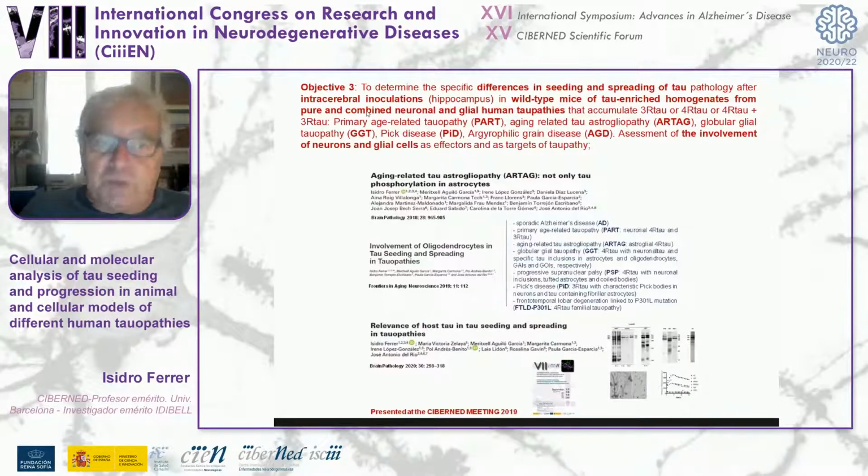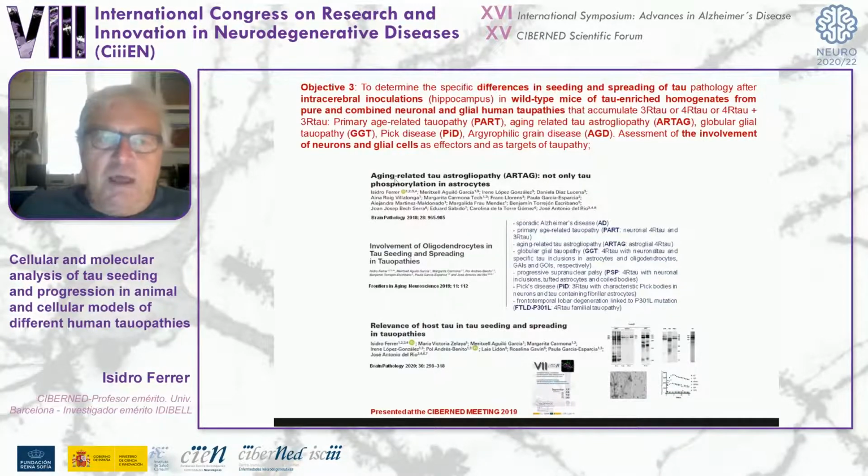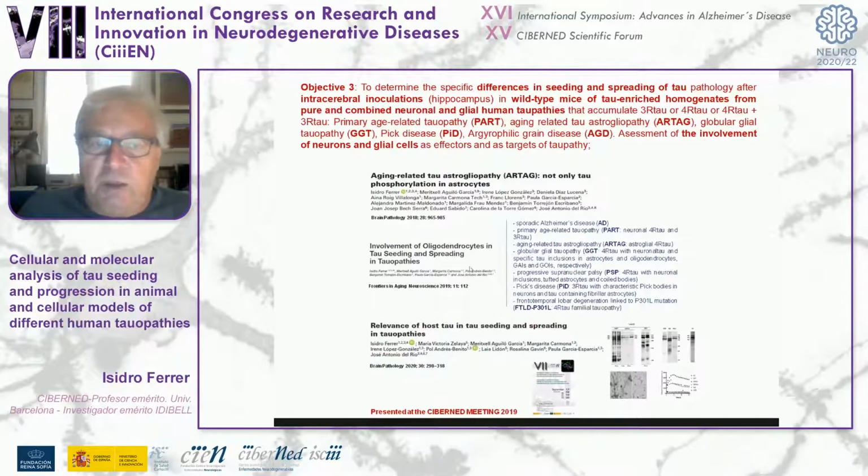The objective 3 is to use mice for the tau seeding and spreading using different strains of different tauopathies. We have reported in previous years, in the previous meeting at CIBERNED, these three papers in which we demonstrated seeding and spreading of tau using cortex samples.